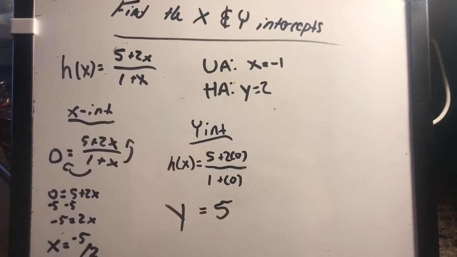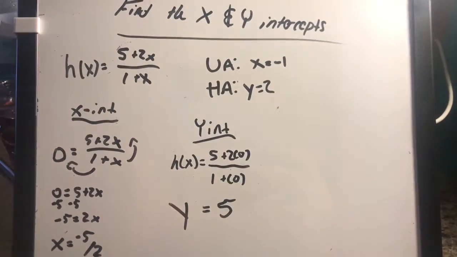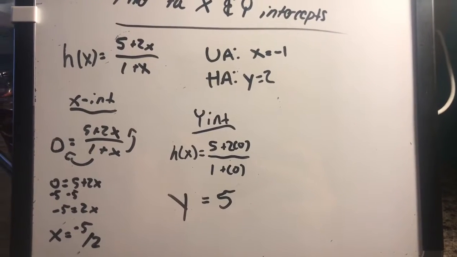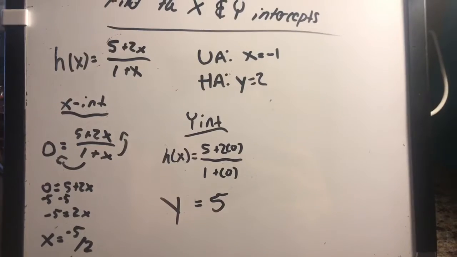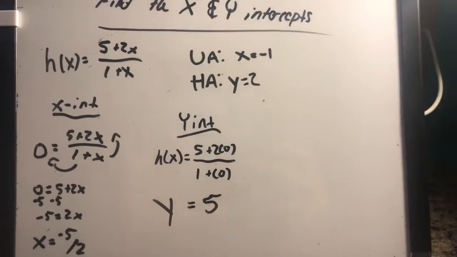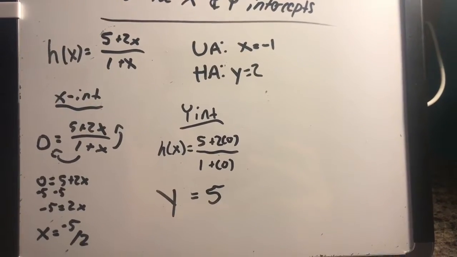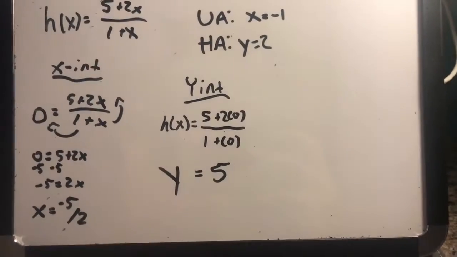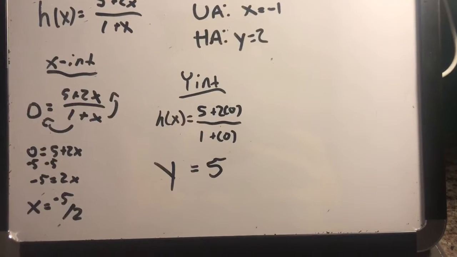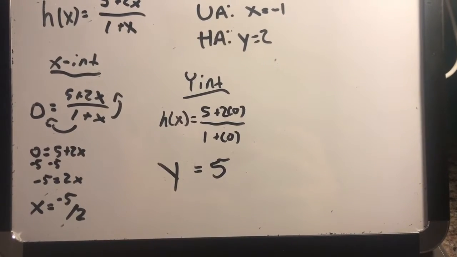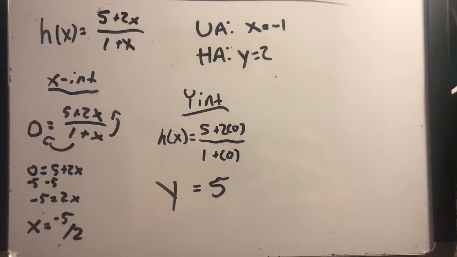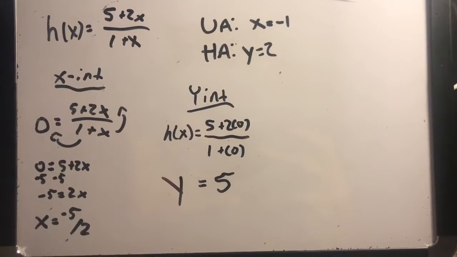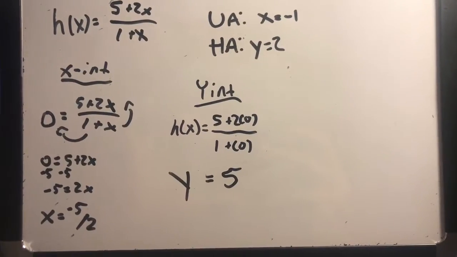Now that we know how to find our horizontal and vertical asymptotes, we're going to need to find the x and y intercepts. For this equation, h of x equals 5 plus 2x over 1 plus x. To find the x-intercept, we're going to set it equal to 0, multiply the denominator to the numerator and 0, which will be 0 equals 5 plus 2x, solve it out, and your x will be negative 5 over 2. For your y-intercept, you just have to plug in 0 for all the x's, which will give you 5 over 1, and your y-intercept here will be 5.